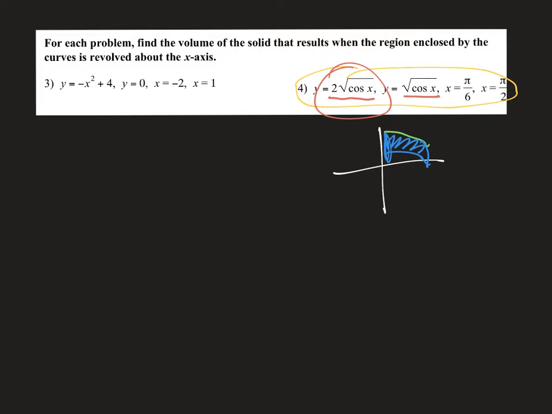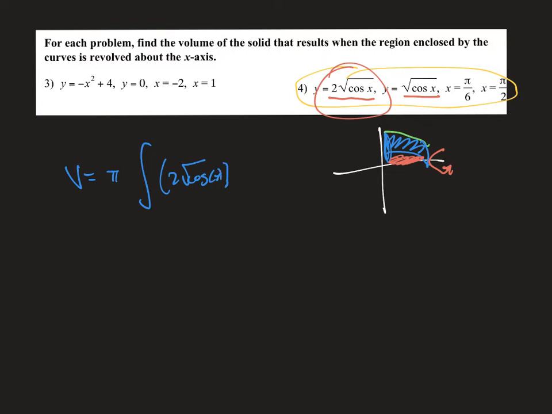So anyway, the way we get that, this is a washer, right? Because there's a gap here. There's this gap between the region and the axis of revolution. We're going around the x-axis. So this is a washer. So when we write this thing out, it's going to be V equals pi times the big R, which is the green one, minus 0. So that's going to be 2 square root of cosine x.